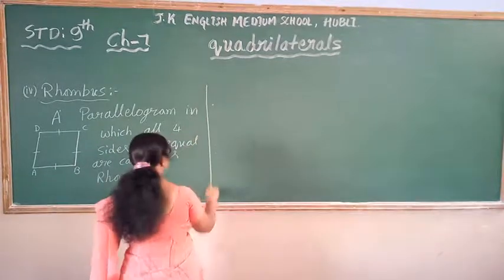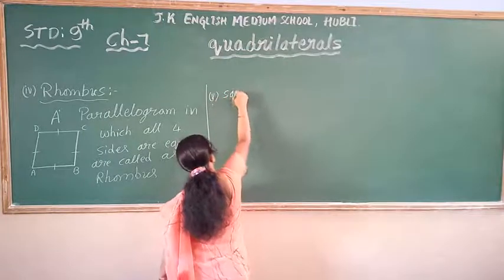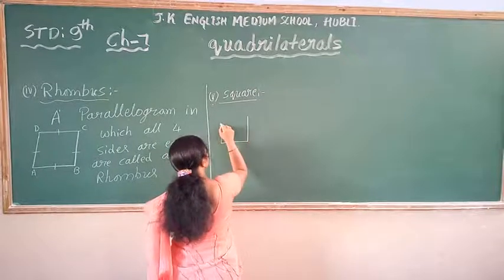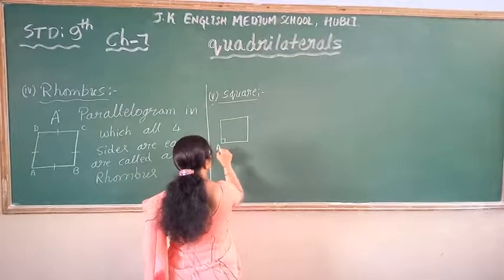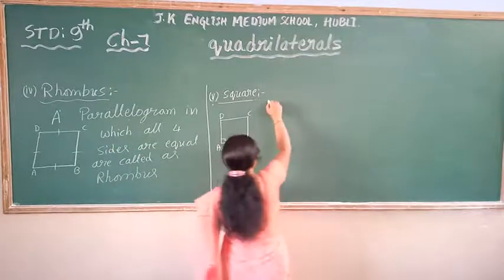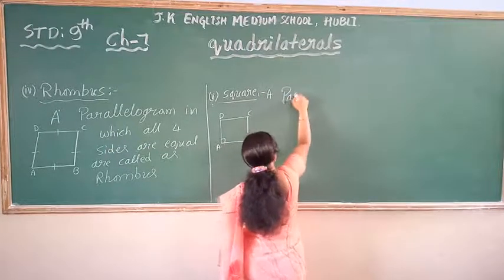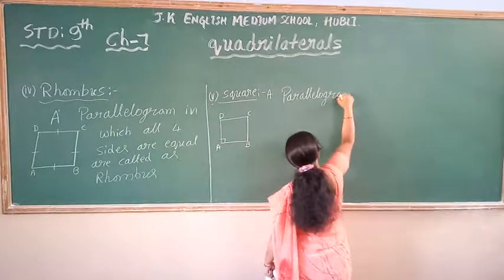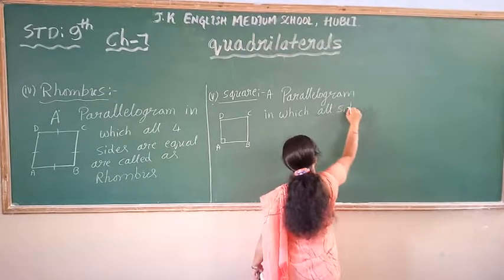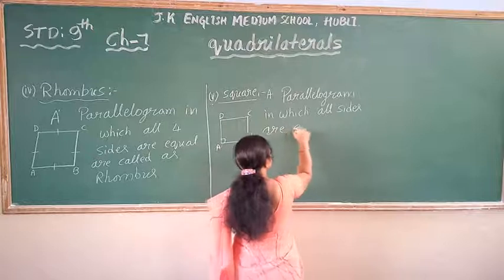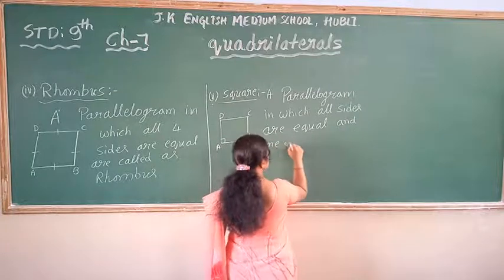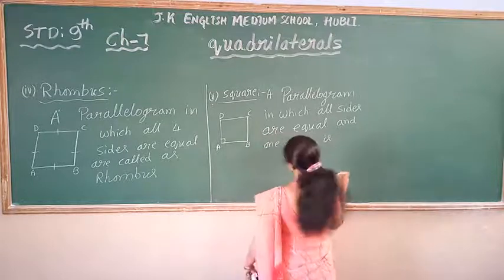After rhombus, a square. A square is also a type of quadrilateral. Square means all four sides are equal, and all angles are also equal. One angle is 90 degrees means automatically the remaining angles become 90 degrees. A parallelogram in which all sides are equal and one angle is a right angle is called a square.